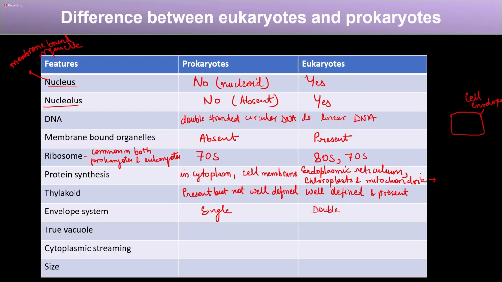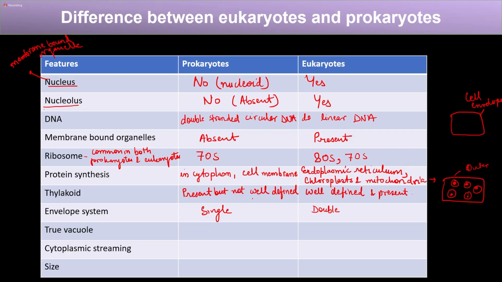Why do we call it a double envelope system? Because in the case of eukaryotes, you have this outer envelope, and then you have cell organelles. In the first lecture, I gave you the list of the organelles, and these organelles are membrane bound. So this is the second envelope. There is one outer envelope, and then this second envelope. So eukaryotes have a double envelope system.